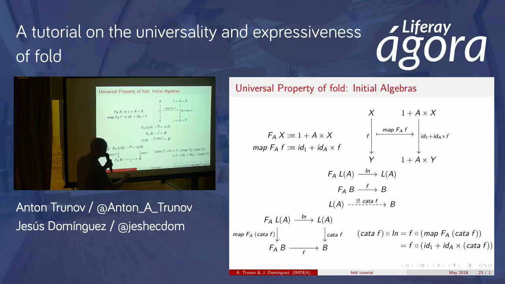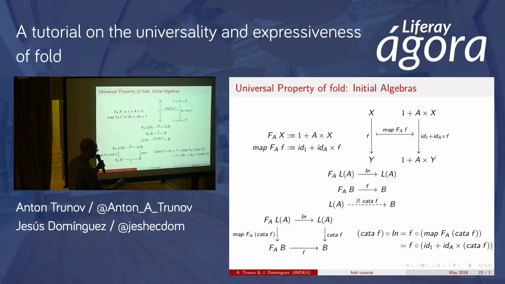So it says that if you give me this piece of data, I will give you a function from the list object, or the initial algebra in this case, to type B, which I will call kata F, from katamorphism. It's because fold is just a special kind of katamorphism, and in the general case, we can call them katamorphisms. I will give you this function that makes this diagram commute, and it will be unique.